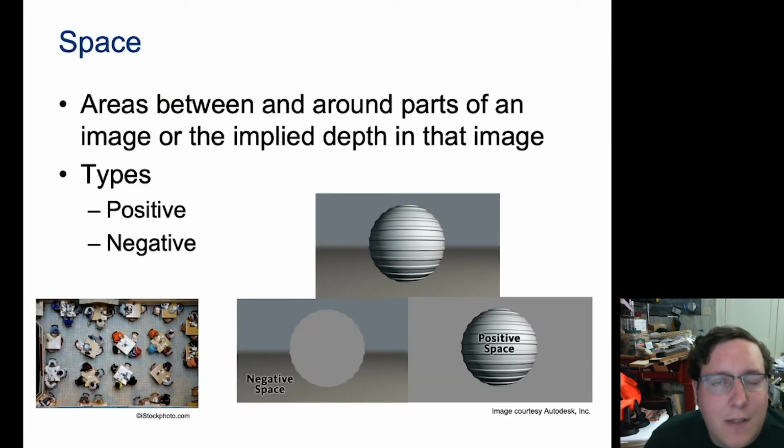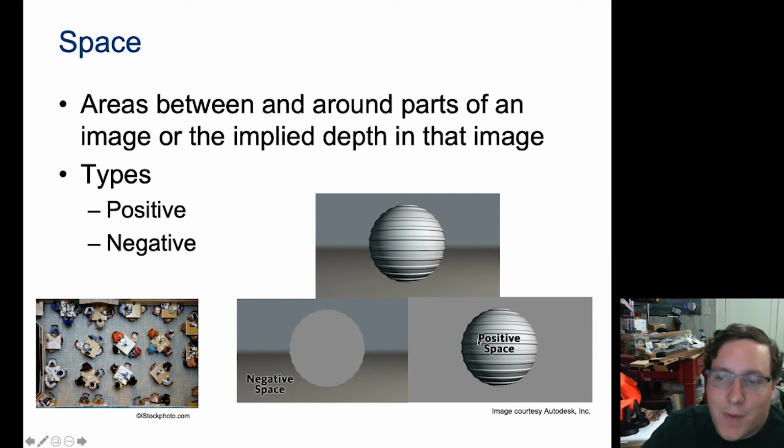Now, another concept that we're going to look over is space. Okay? And we're not talking about outer space. We're talking about where you have an interaction between an object and its environment. Okay? So the area between and around parts of an image or in real life have some implied changes to that object. Okay? So there are two types that we need to be caring about.